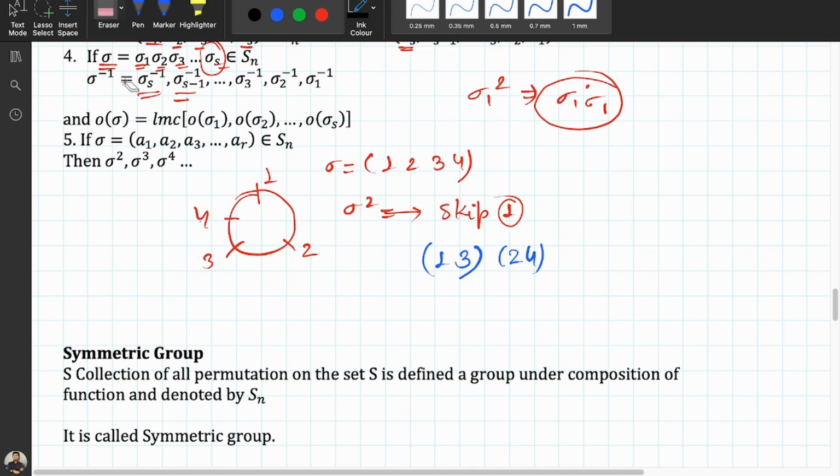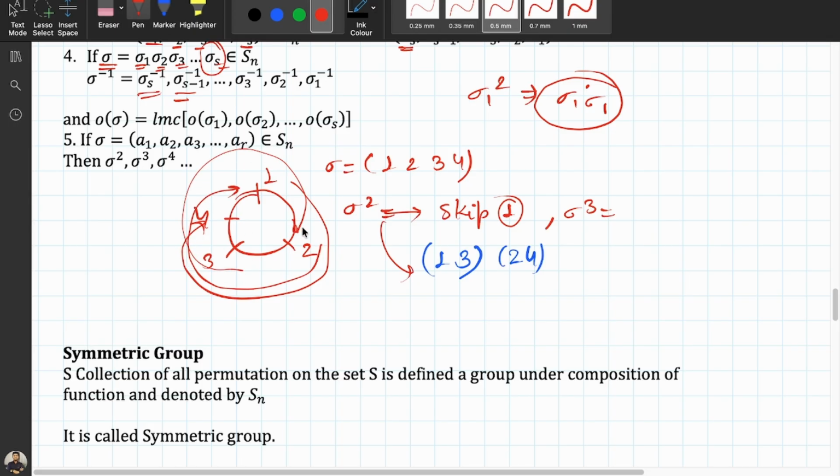Very simple. Now if you want to calculate the cube, what is the cube? Okay, this is square. Now skip 2. 1 goes to 4. Then 2 goes to 1. Then skip 2, 3 goes to 2. That you can write simply in this form.